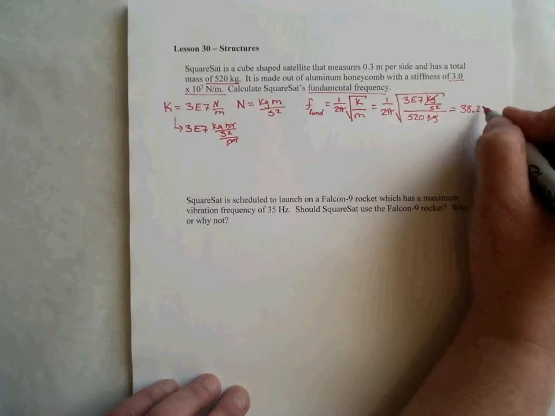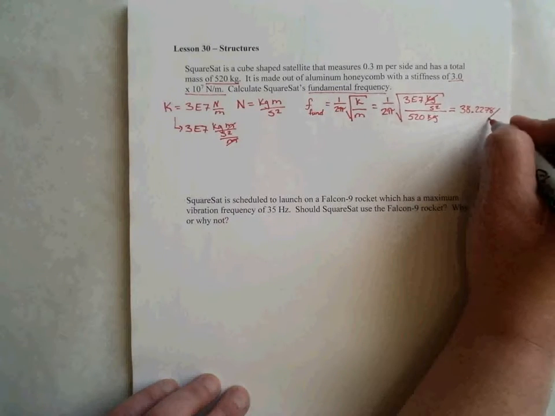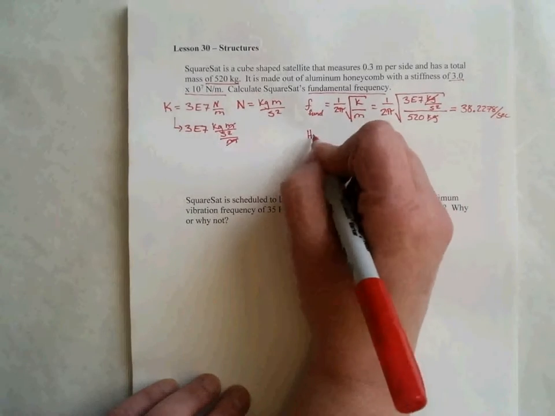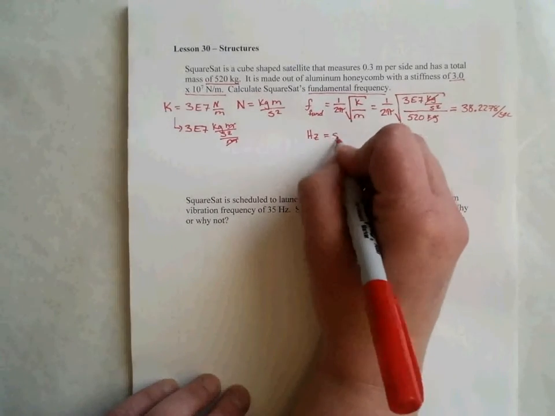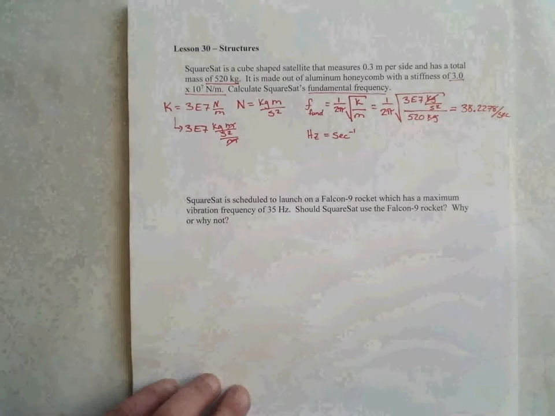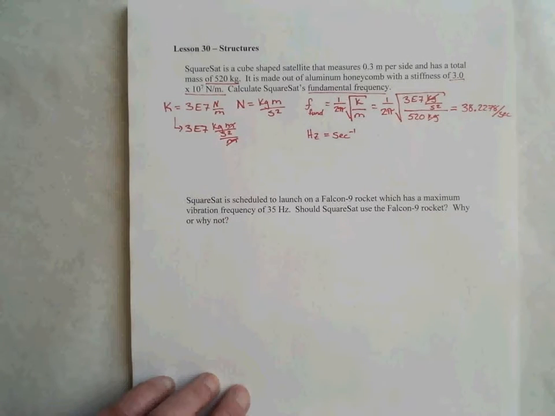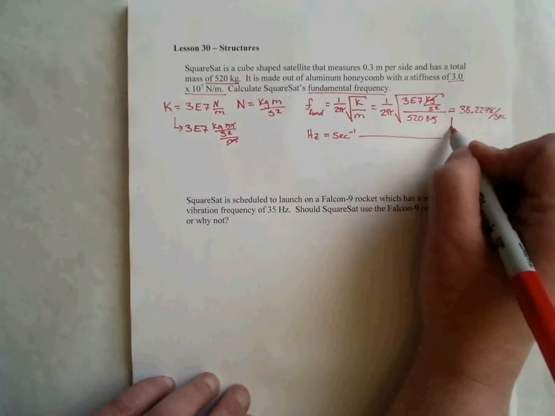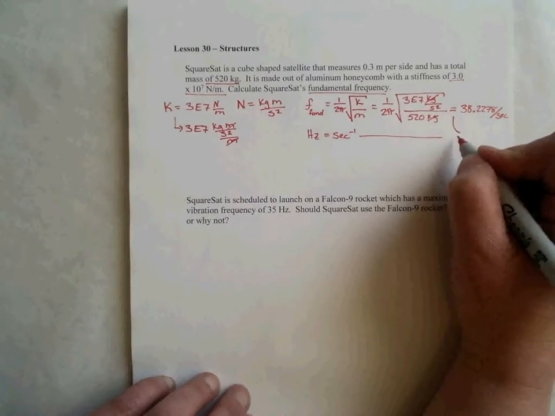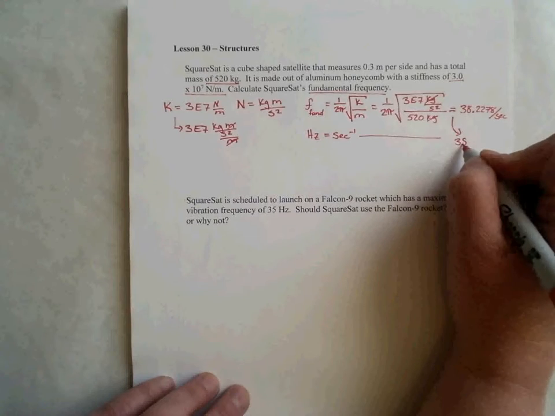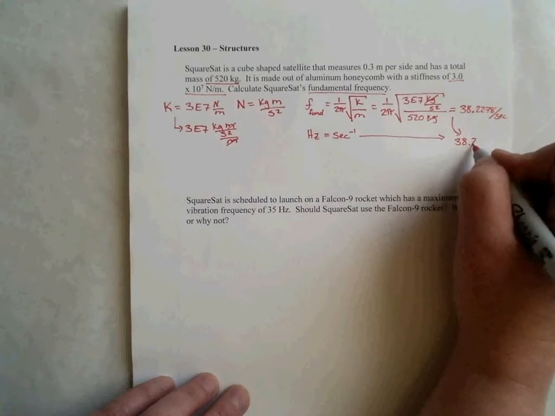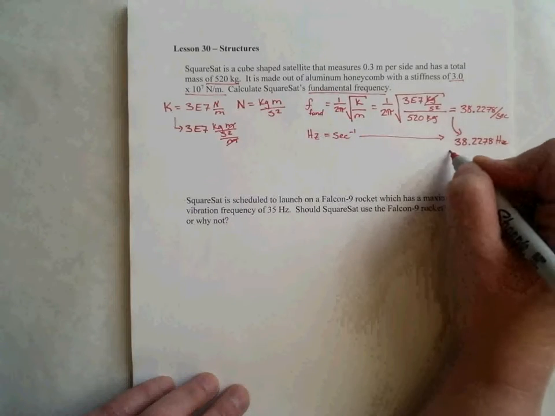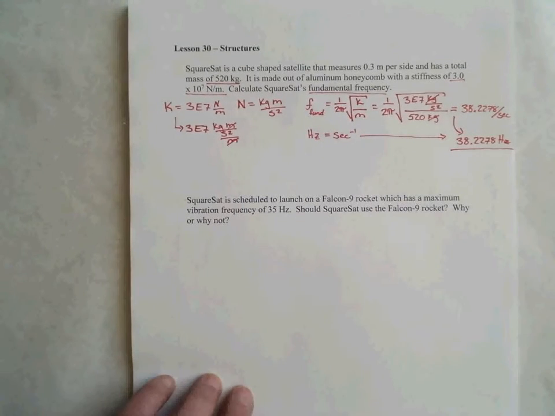38.2278 seconds in the denominator. Now recall, a hertz is a second in the denominator. Hertz means per second. So keeping this in mind, I'm left with 38.2278 hertz. That's my fundamental frequency.